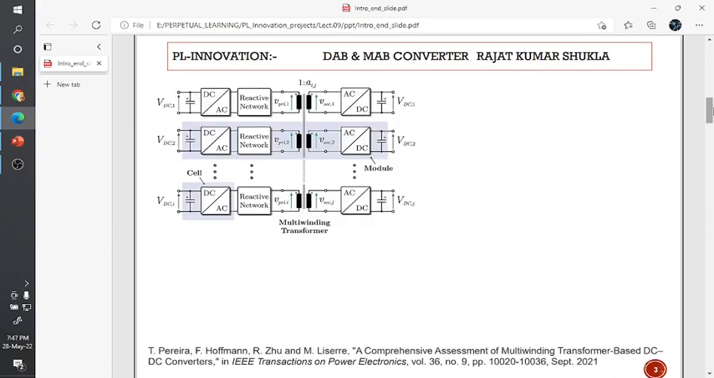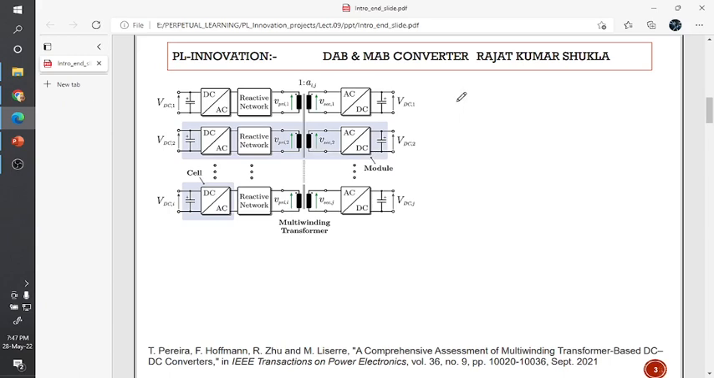This is the basic diagram of the multi-active bridge converter, where one is a DC to AC converter and another is an AC to DC converter, connected with a common transformer core. As you know, multi-winding transformers are already available in power electronics in industry. So I will start from the basic bridge converter configuration.